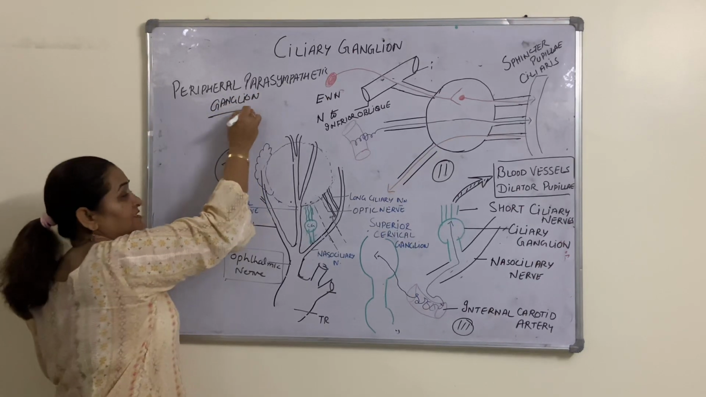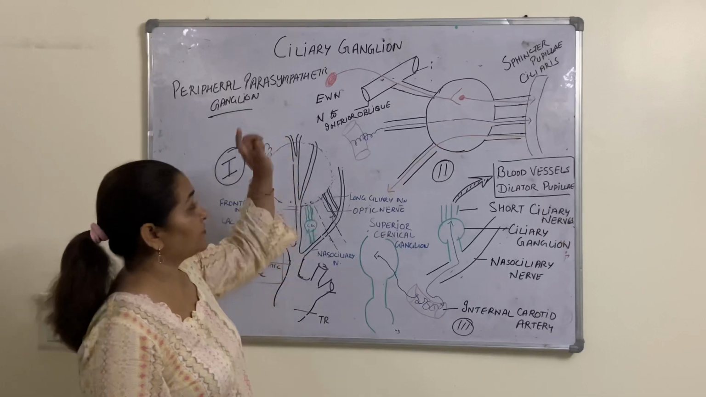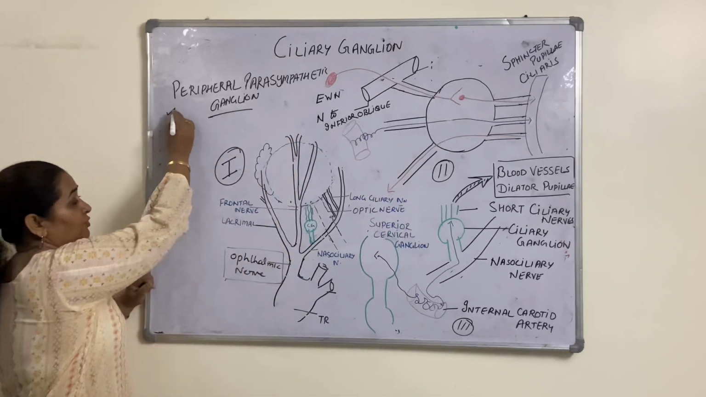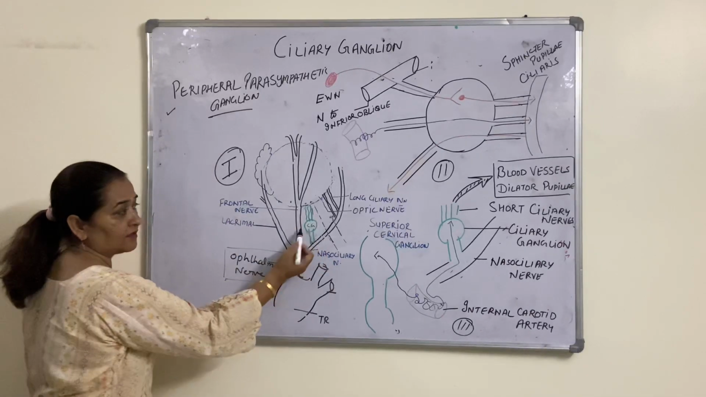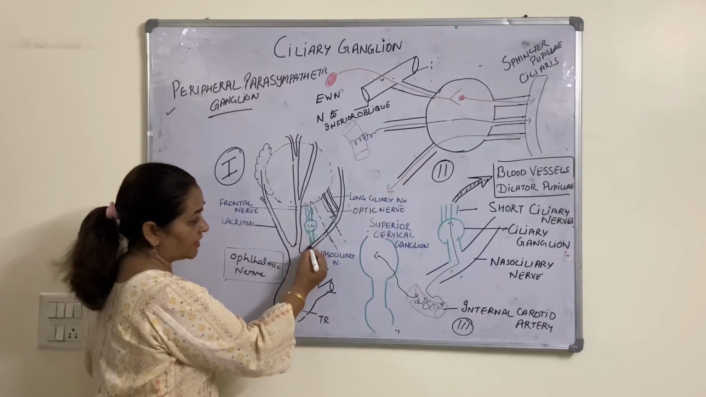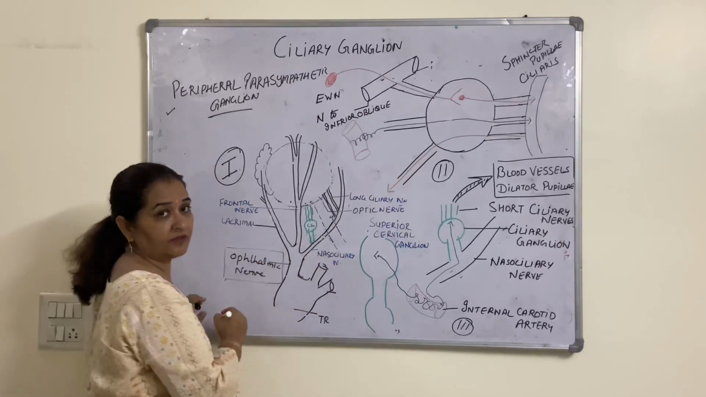We have already discussed the pterygopalatine ganglion. Now today we will discuss the ciliary ganglion. Now this peripheral parasympathetic ganglion is lying between the optic nerve and lateral rectus muscle. So this is the location of this, and this ganglion is hanging along with the nasociliary nerve.